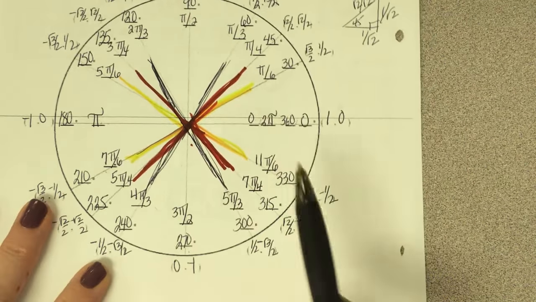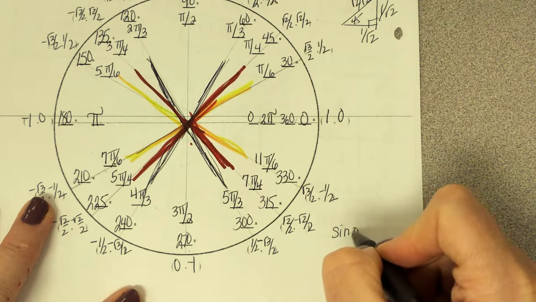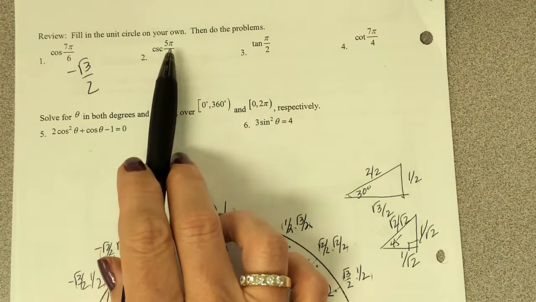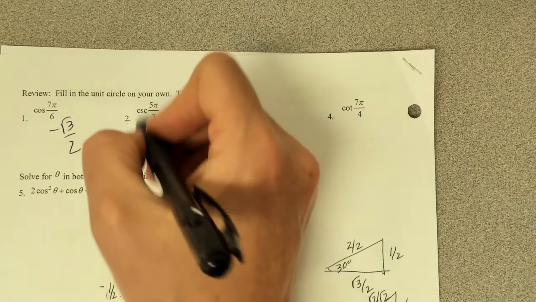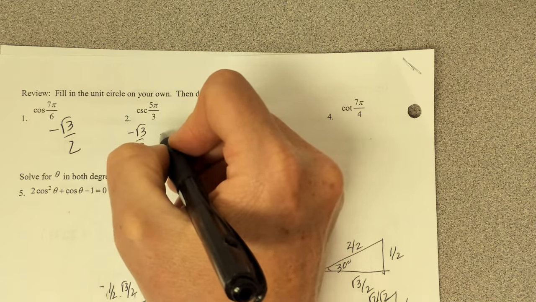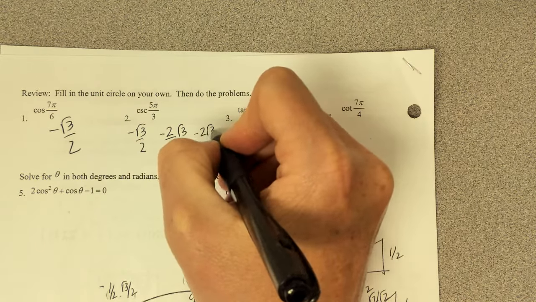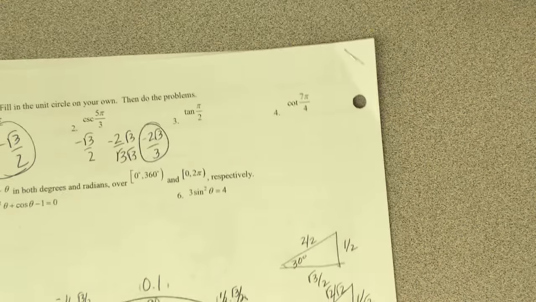Right here it is. Cosecant is the reciprocal of sine. Here's my sine, its y value. Remember, sine is y. Cosine is x. So I'm trying to do cosecant. That's the reciprocal of sine. So right here, I'm looking at negative radical 3 over 2, but we have to flip it over. So now it's going to be negative 2 over radical 3. Rationalize it, negative 2 radical 3 over 3. All right, you guys do those last two. Try to use the unit circle on it.